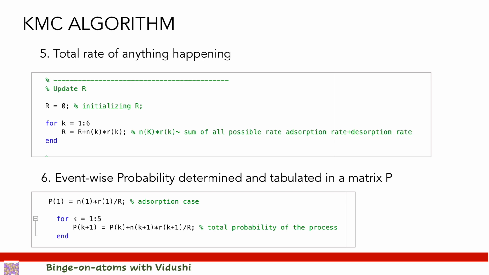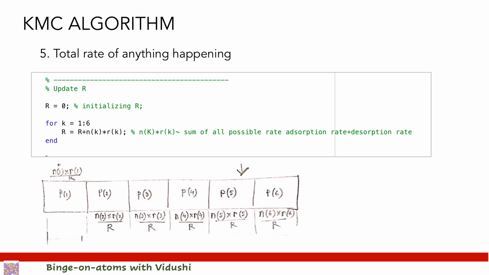By doing so, we get something like this, where the probability of P2 is added over the probability of P1. The same way, the probability of P3 is added to the sum of the probabilities of P1 and P2, and so on. This means that the sum of P1, P2, P3, P4, P5 and P6 will be equal to 1. Total probability of anything happening will be equal to 1.